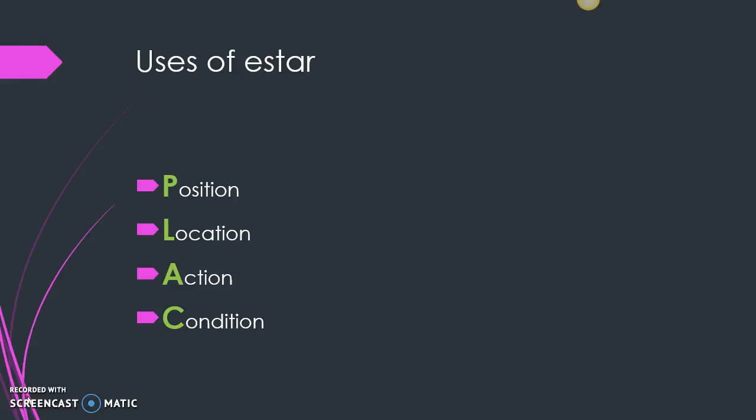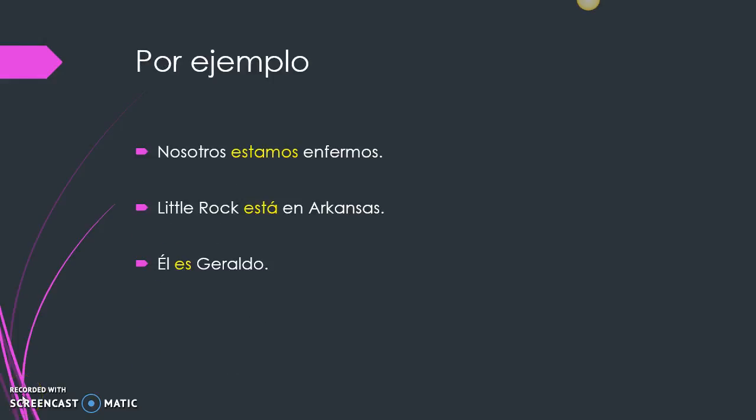The C stands for condition. We use estar to describe a temporary physical or mental condition. And the E stands for emotions. We use estar to describe somebody's mood. Let's look at some examples.